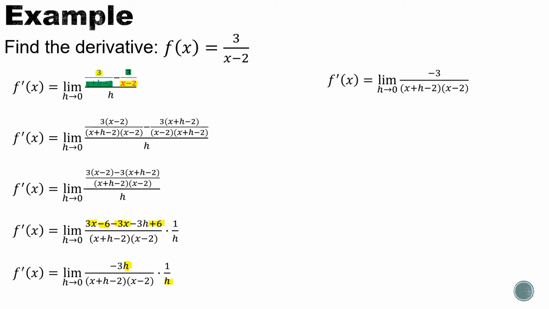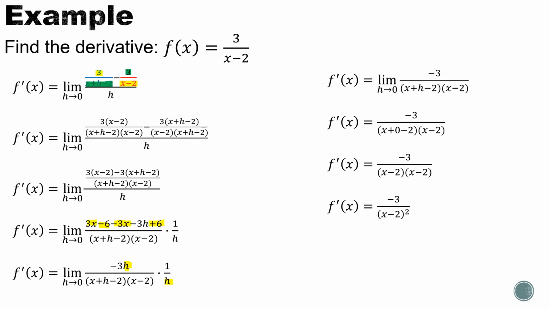The second I cancel out that h, I know I can go ahead and find my limit. I find my limit by plugging in 0 for my h's. So I get negative 3 over x plus 0 minus 2 times x minus 2. Simplify that, I get negative 3 over x minus 2 times x minus 2, and then I want to make it look cute, so I don't want to write that repeated factor twice. I'm just going to do x minus 2 squared in my denominator. All right, so my final answer, my derivative, f prime of x, equals negative 3 over x minus 2 squared.